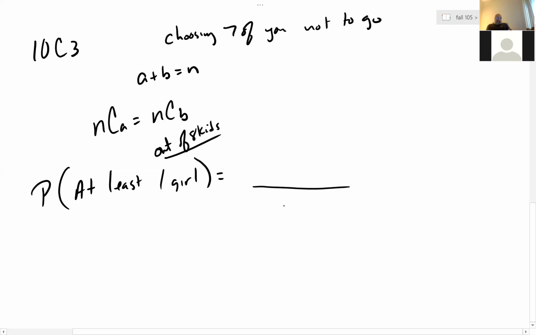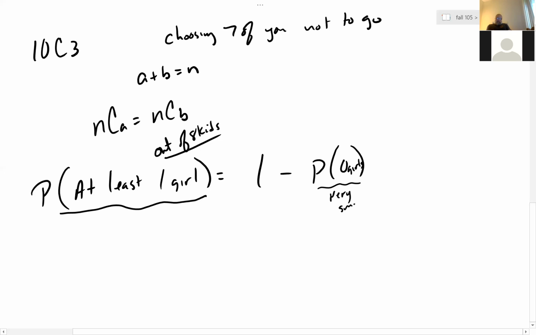Remember, our denominator is 2 to the 8th power, or 2 times 2 times 2 times 2 times 2 times 2 times 2, which is 256. Okay, so I don't know this problem, but I do know that it's equal to 1 minus the probability of getting 0 girls, which I know intuitively is very small. And so 1 minus a very small number is going to be like a 99% chance that I have at least 1 girl.